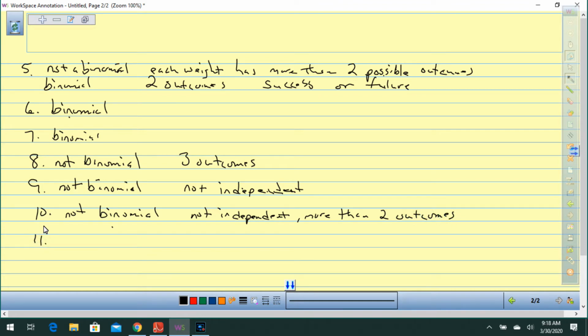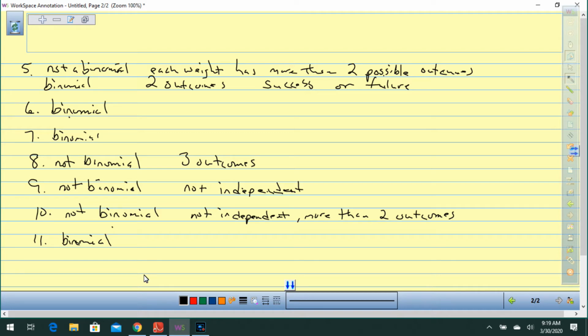Number 11, credit card survey. In an AARP bulletin survey, 1,019 different adults were randomly selected without replacement. Respondents were asked if they have 1 or more credit cards, and the responses were recorded as yes or no. 11 would be binomial. And even though they're not independent, they can be treated as being independent by applying the 5% guideline. The sample size of 1,019 is not more than 5% of the U.S. population.